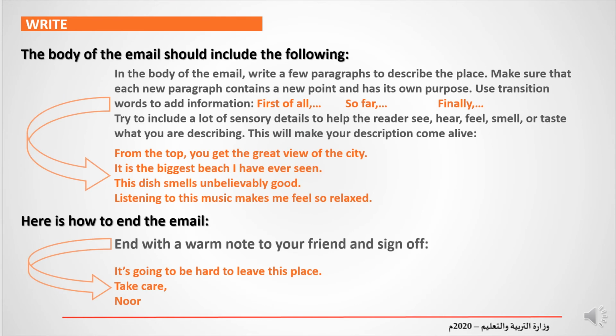In the body of the email, write a few paragraphs to describe the place. Make sure that each new paragraph contains a new point and has its own purpose. Use transition words to add information like, first of all, so far, finally. Try to include a lot of sensory details to help the reader see, hear, smell, or taste what you are describing. This will make your description come alive.